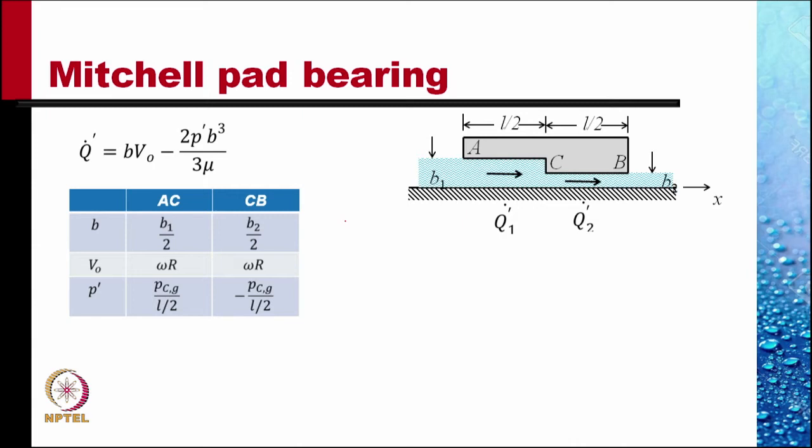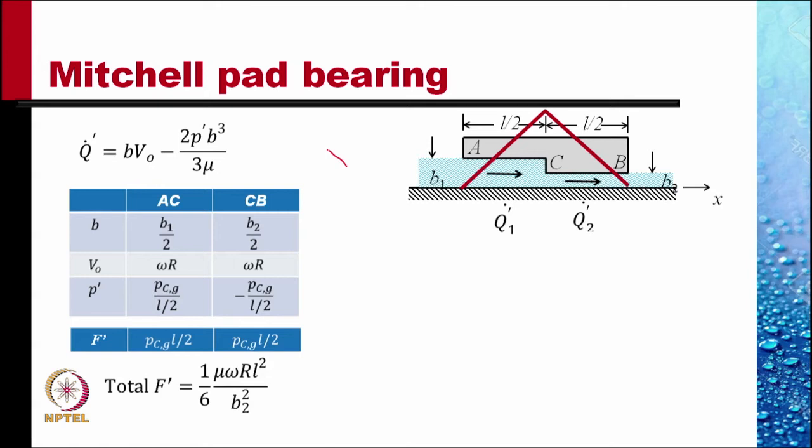We can find out the values of the flow rate q1 dot prime, and we can find out the value of q2 dot prime for the second part and equate the two. All variables have the known value except for PCG. So this way we can evaluate the value of PCG. Once we evaluate the value of PCG, we can evaluate the vertical force that it can support.